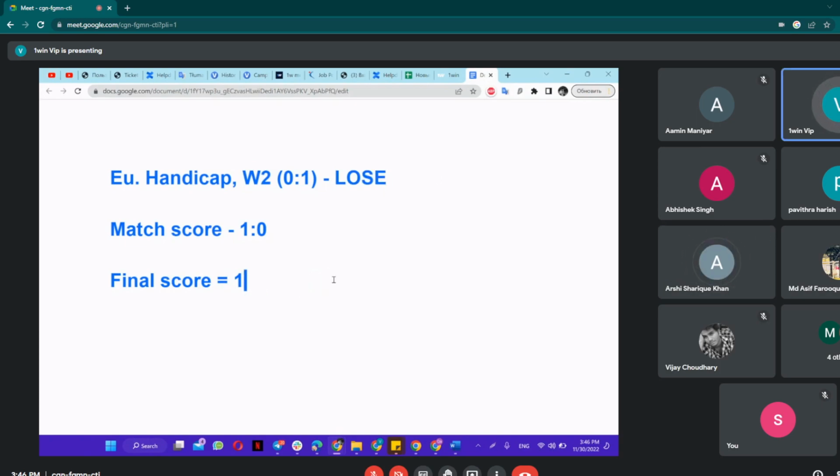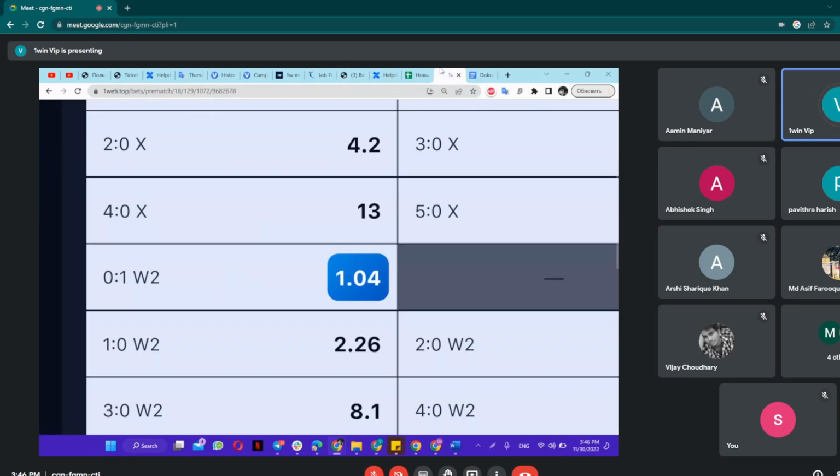But let's change the conditions, for example, and suppose the match finishes with the score 2-2. The ratio equals 2-3, which is winning of the second team, which means we won. We will win the bet.